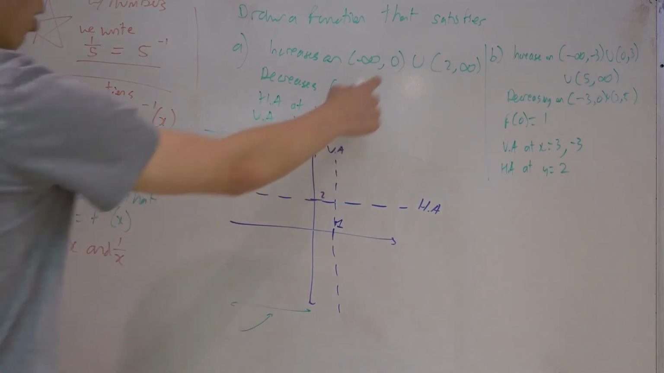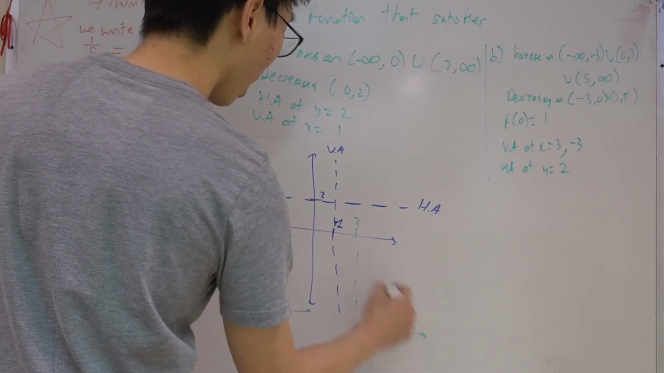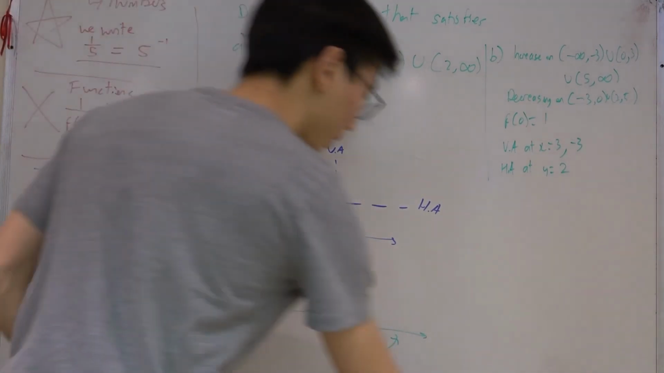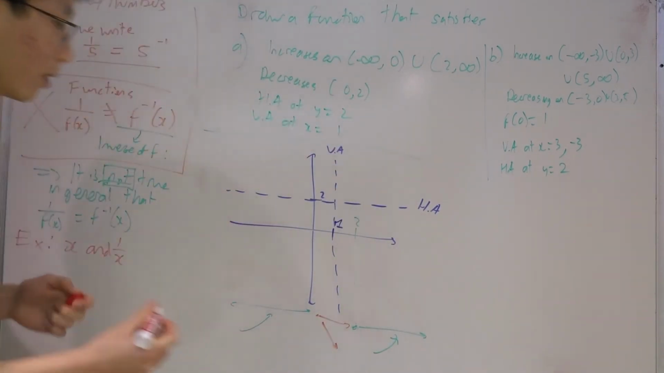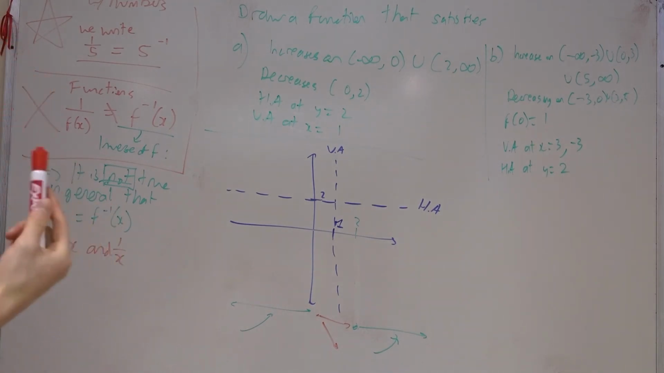And then I also want it to go up from 2. Let's say this is 2. Okay, so I want it to go up in this general area. But then I want it to go down in this general area. So I want to go down. Right? So now you just have to follow what is dictated by everything.